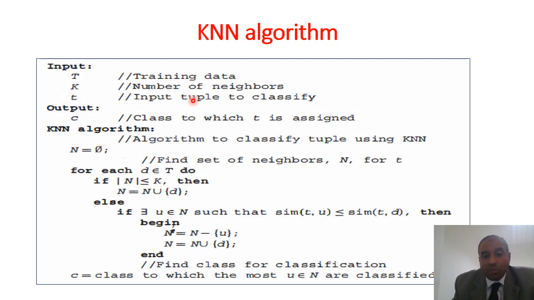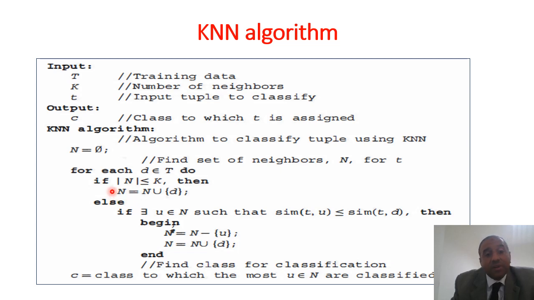Now, T is the input tuple to classify. The output is C, the class to which T is assigned. The algorithm starts with an empty set of neighbors N. We want to find these neighbors in order to judge which class to assign T. How do we find N? By applying this loop. For each D belonging to the training data, we check if the number of elements in N is less than or equal to K, then we add D to this set of neighbors.